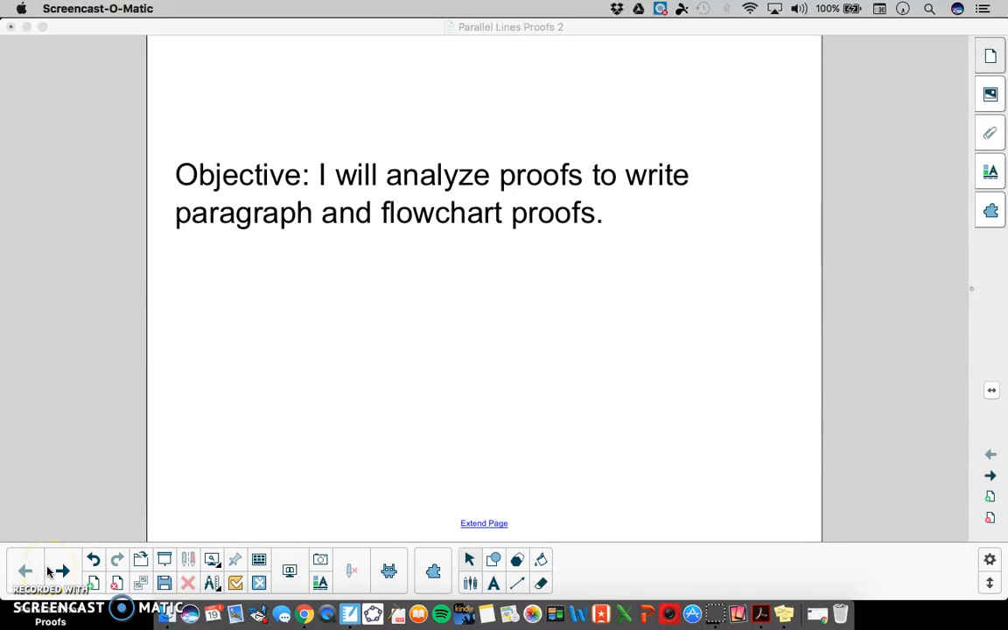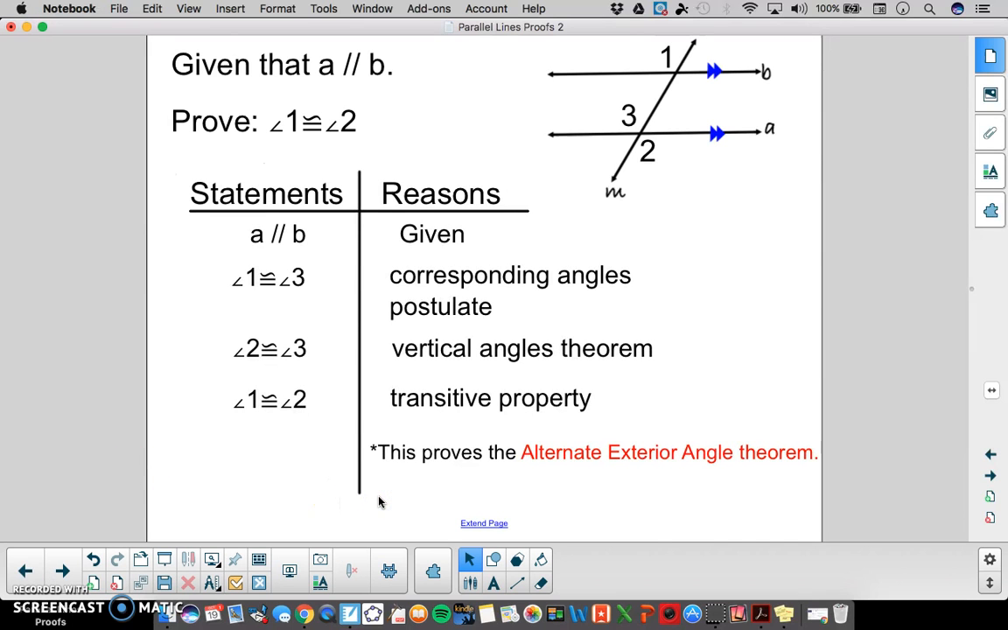In this video, we're going to analyze proofs to write paragraph and flowchart proofs. So these are new types of proofs. We've been used to doing a type of proof that looked like this, where we have two columns, our statements on the left and our reasons on the right. This is one we did in class where we're proving that angle 1 is congruent to angle 2. In this proof, we actually proved the alternate exterior angle theorem.